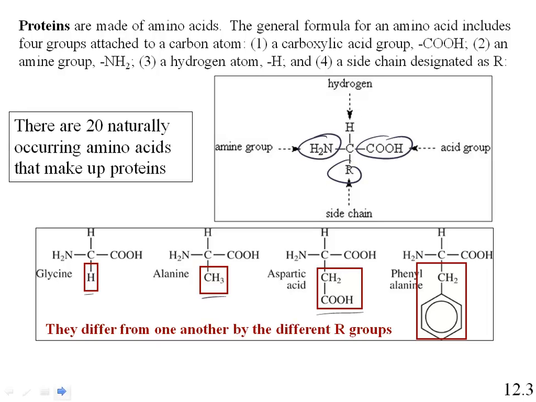There are 20 naturally occurring amino acids that make up proteins. Now some of those amino acids, again from chapter 11 about nutrition, are essential. They're required for us to grow healthy bodies, and some of them have supporting roles.